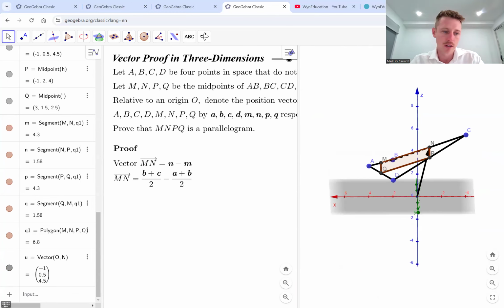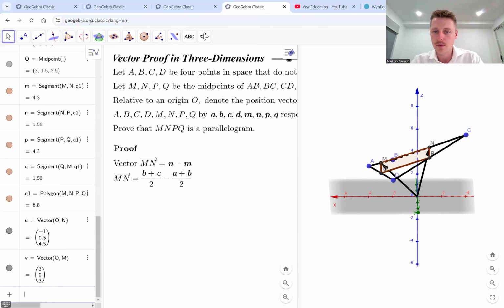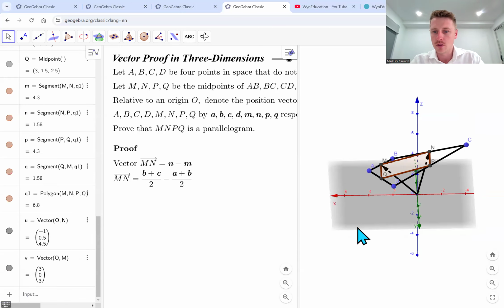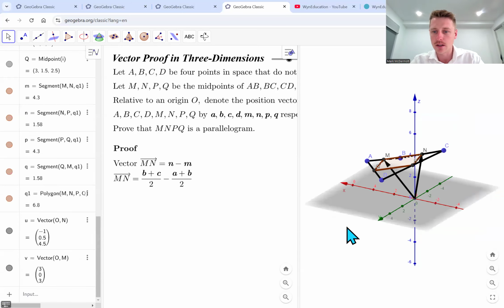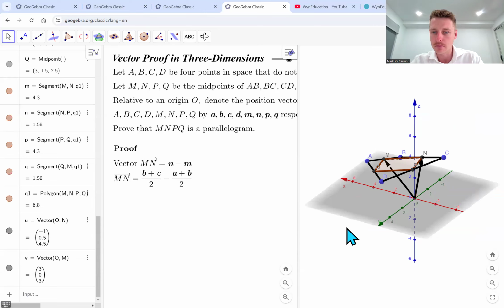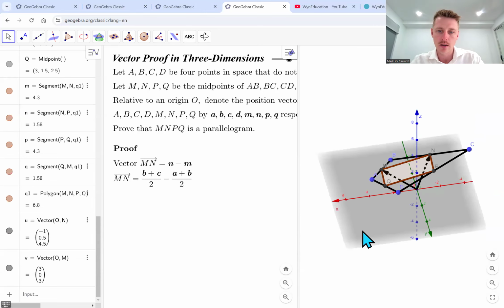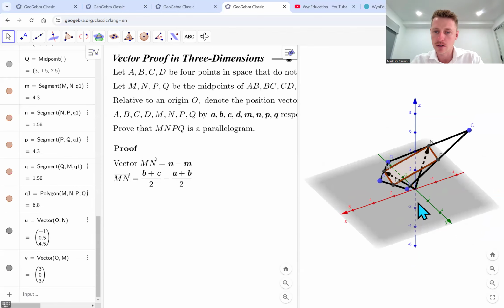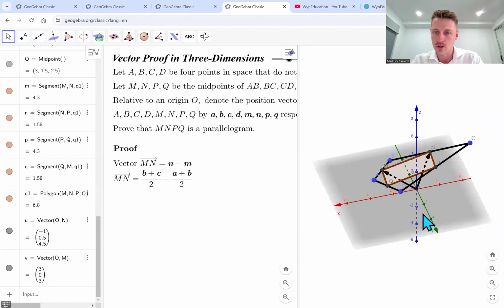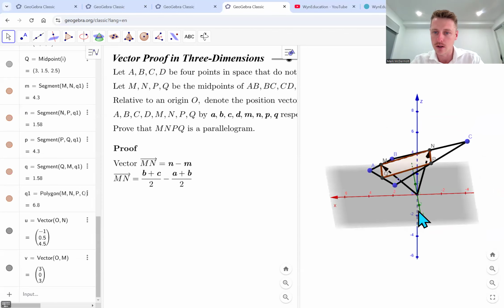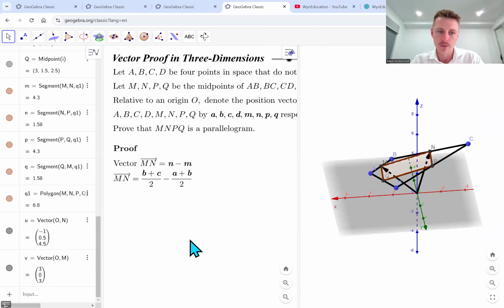Okay, then we can also make another vector that goes from O to the point M. Okay, and maybe to you it's obvious that N minus M is equal to this vector here, but to me it's not. So I need to sort of show that. So we've got these two vectors pointing at M and N. What we want to do is just sort of confirm that N minus M is that.